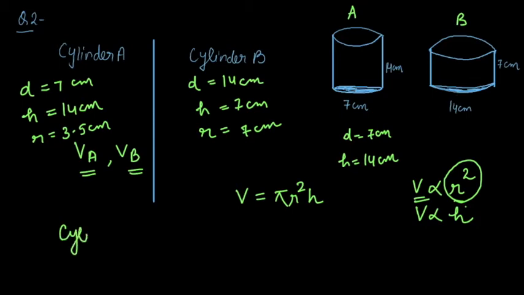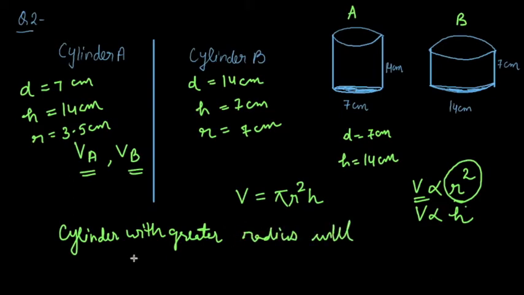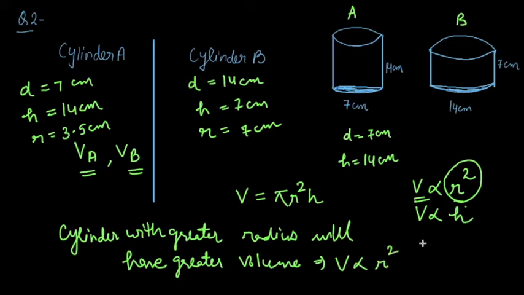So how will we write it? Cylinder with greater radius will have greater volume. And why is it so? Because volume is proportional to radius square. So the first part is done.